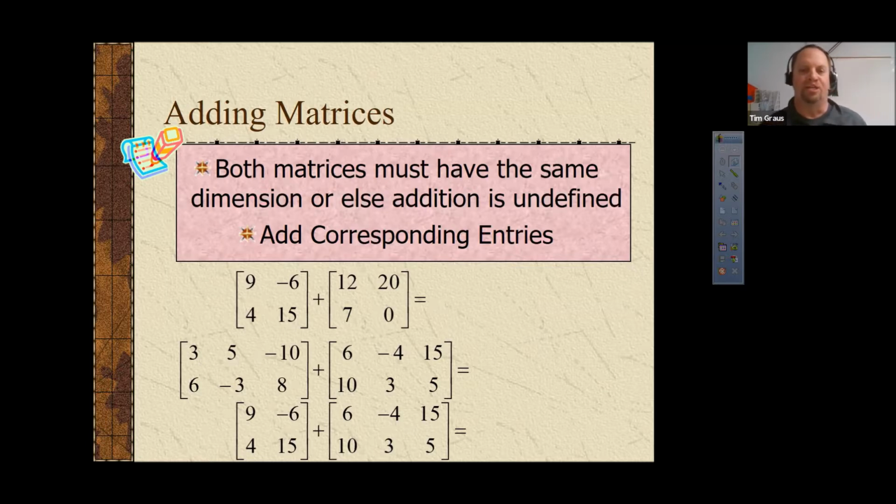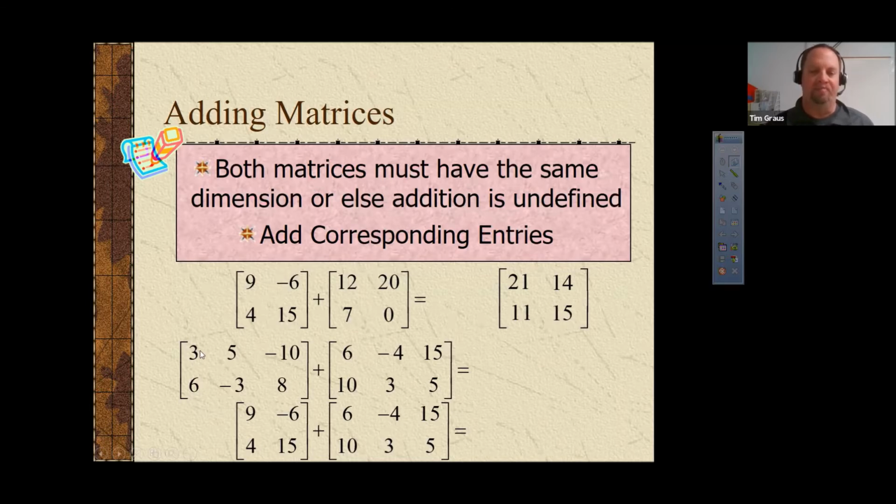First, a rule for addition: both matrices must have the same dimension or else addition is undefined. And addition of matrices will work just about the way you would want it to work. We're going to take corresponding entries and add them up. So the upper left plus the upper left. 9 plus 12 gives us 21. The upper right plus the upper right. Negative 6 plus 20 gives us 14. If I add 4 plus 7 in the lower left position, I'm going to put an 11. And 15 plus 0 gives me 15 in this lower right position.